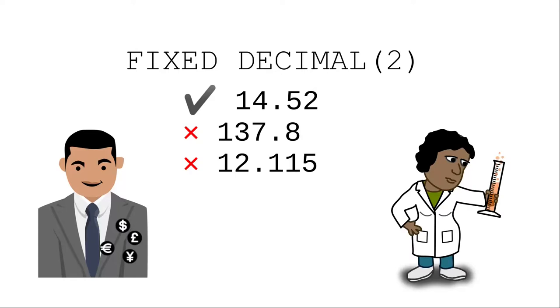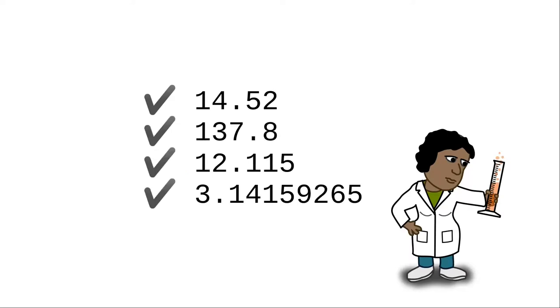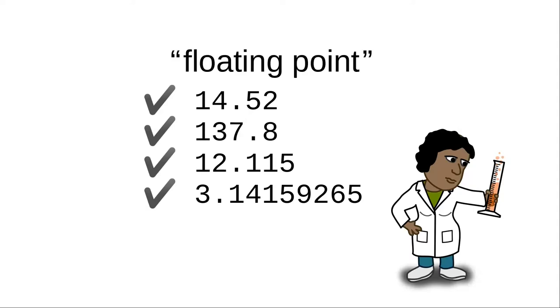Scientists, not so much. To do scientific calculations accurately requires varying numbers of decimal places. In other words, the decimal point can't be fixed in place. It has to float according to the demands of the calculation. And that's where the term floating point comes from.